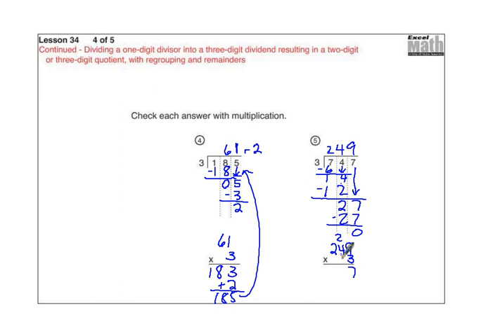9 times 3 is 27. That would be 14. That would be 7. 747, just like the airplane.